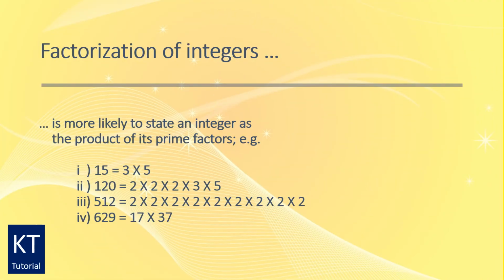Let me dwell on the factorization of integers. This is more likely to state an integer as the product of its prime factors. For example, 15 is 3 times 5. 120 is 2 times 2 times 2 times 3 times 5, and so on.